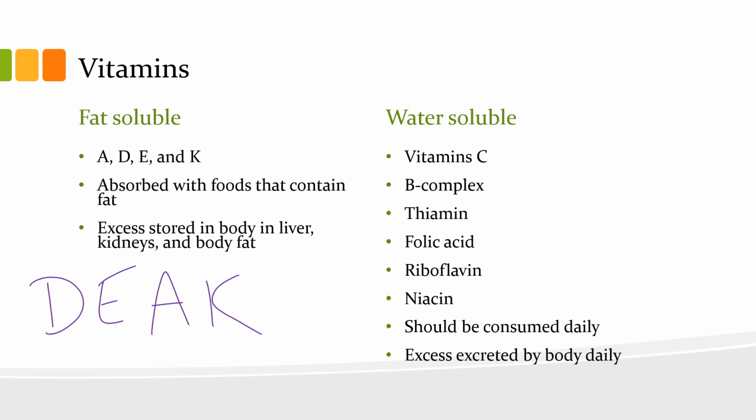And then you have your water-soluble, which is your vitamin C, different B complex, your thiamine, folic acid. They should be consumed daily. The best way to consume those is by actually eating foods enriched with those vitamins. But if you take in extra, so if you're eating all of that stuff, but you're also taking B complex, most likely you're just peeing it out. Its excess is excreted by the body daily.